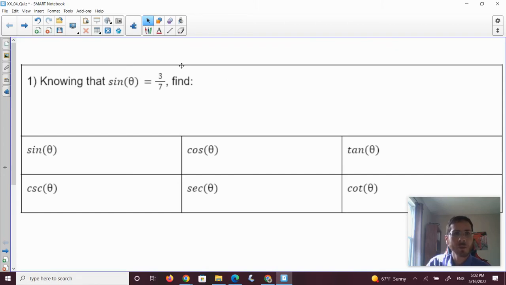All right, so this is the Unit 7 quiz. It says, knowing that sine of theta is 3/7, we need to find all of the other trig ratios.